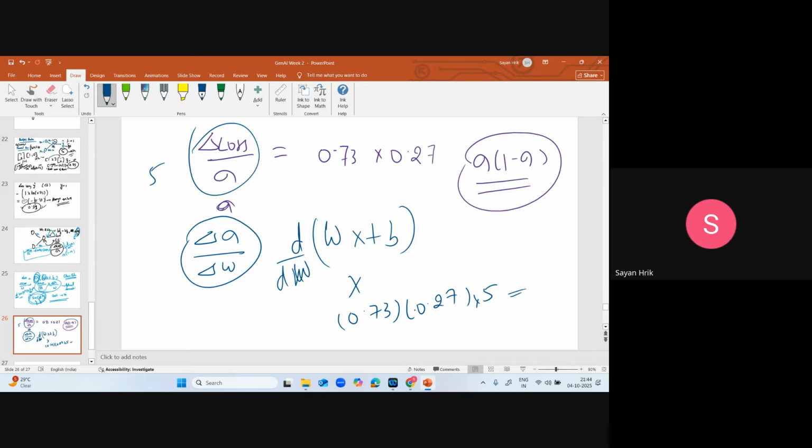Can someone tell me what is the calculation for this? What is the value of this? 0.985. Okay, let's call it 0.9. Fine. So basically, now I've got the derivative of this loss with respect to w. I first did this, then I did this, and then I multiplied them, and I got the final derivative. So this is my final derivative, right?